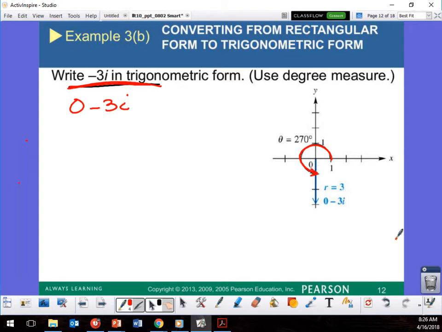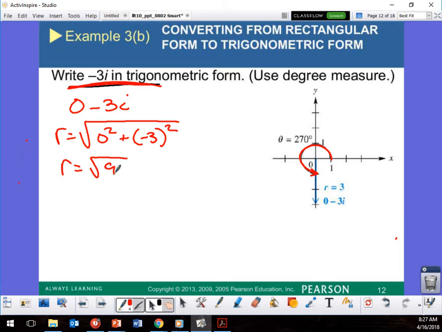If it's on my axes, I have to try and pick it from the unit circle. Because if I try and do my math to find the angle, okay, let's do Pythagorean theorem. So r is equal to the square root of 0 squared plus negative 3 squared. So my r value is the square root of 9. So r is 3, right?